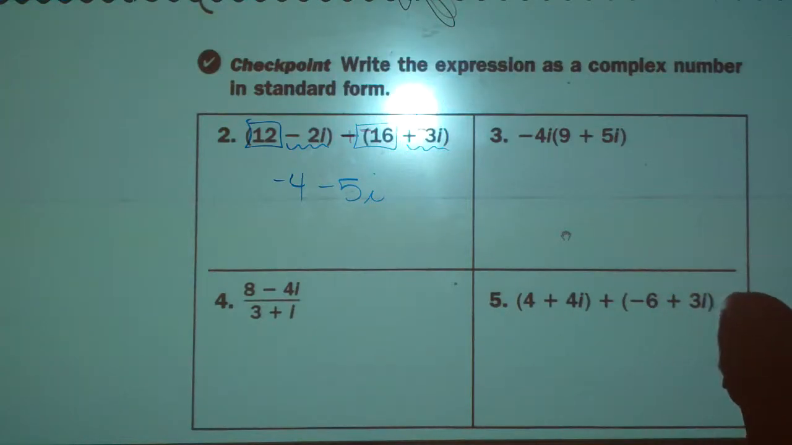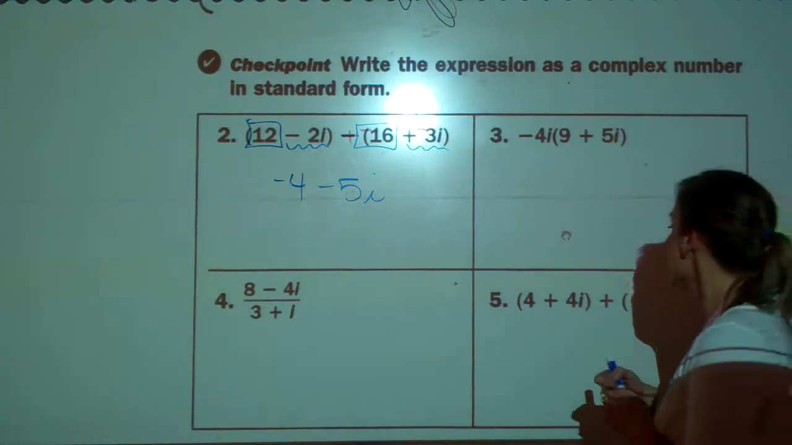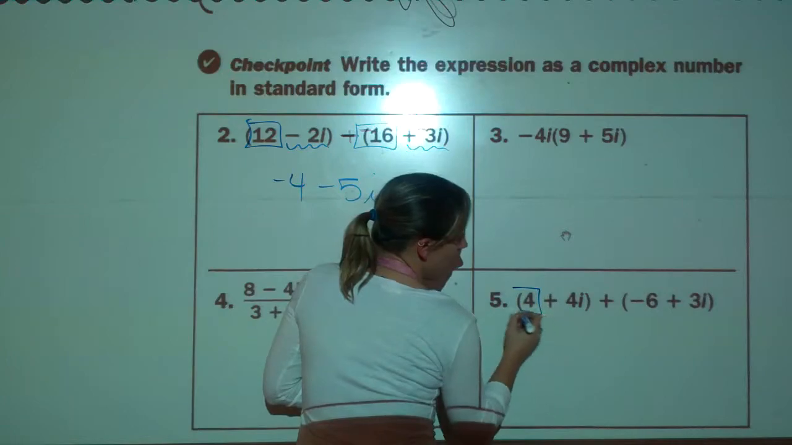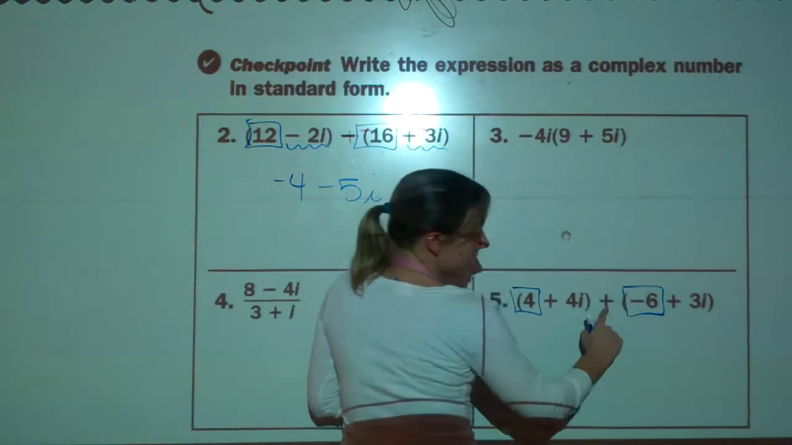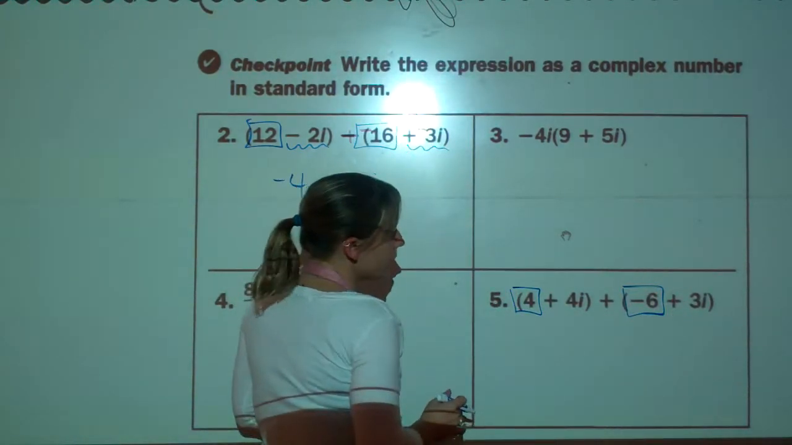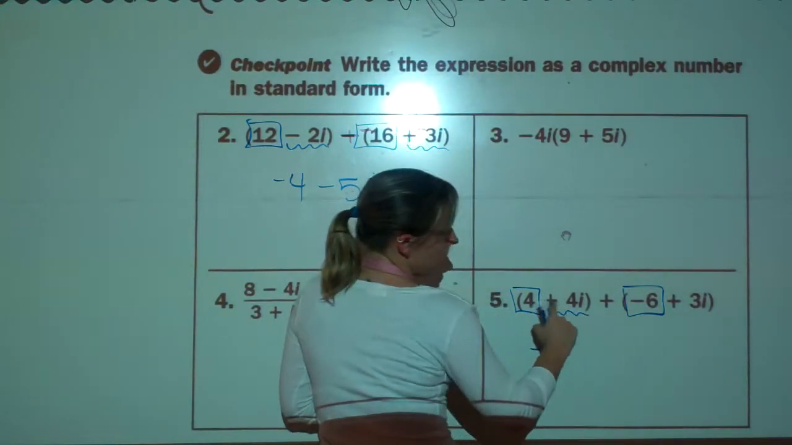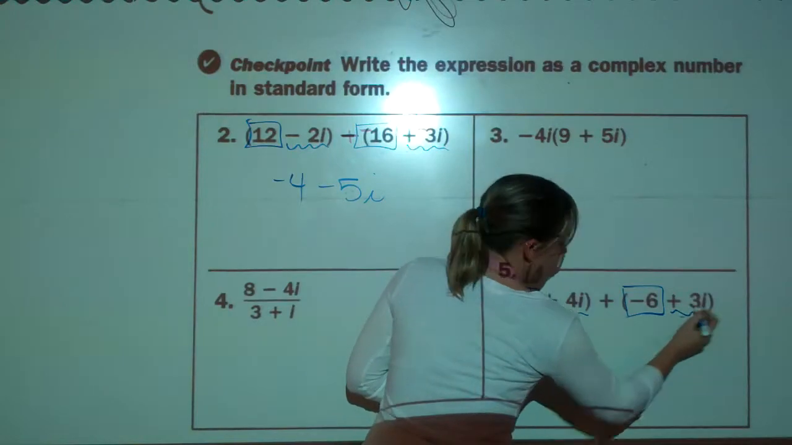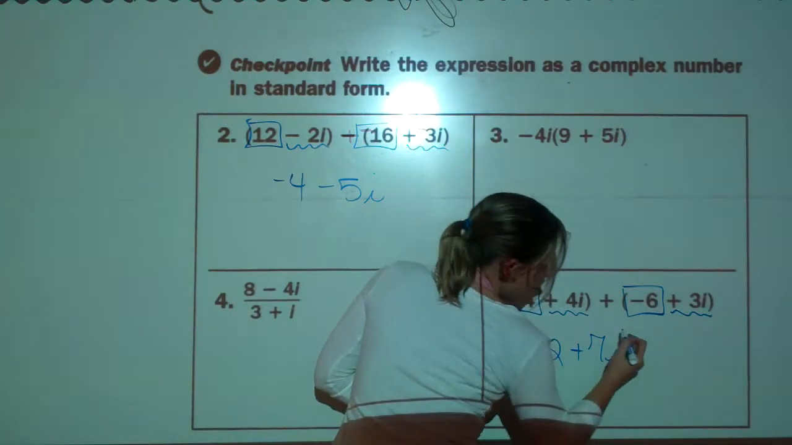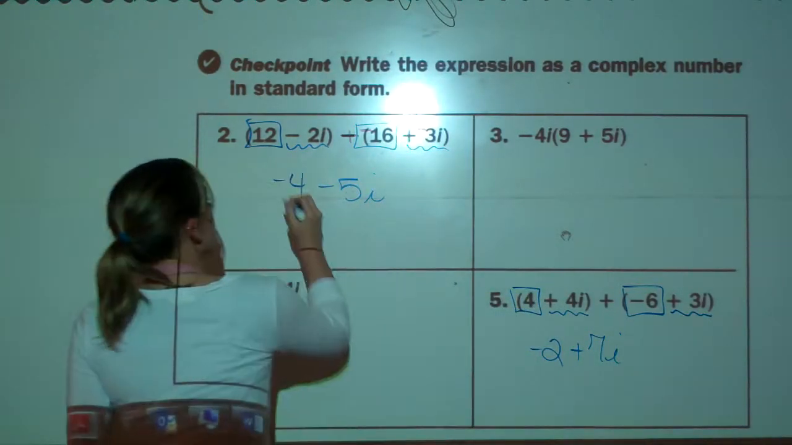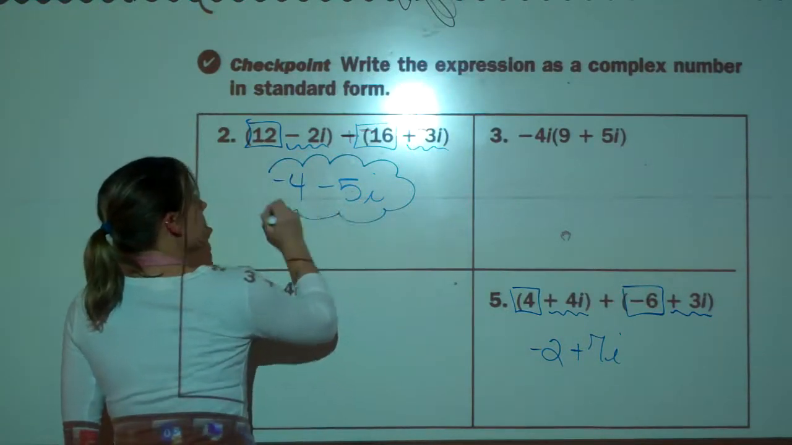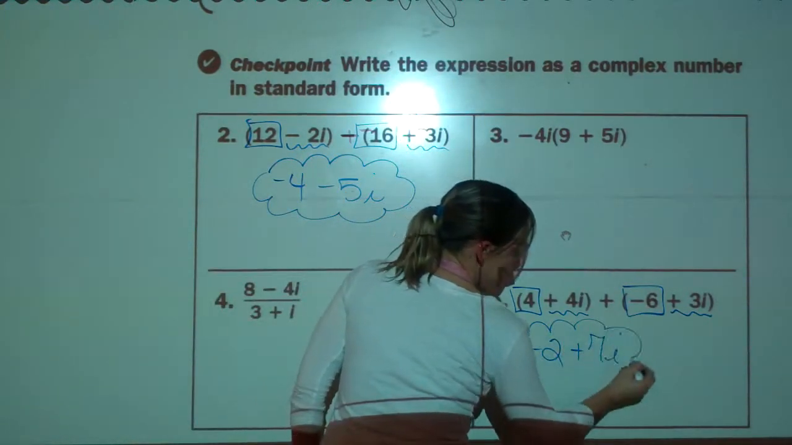Let's go ahead and do the addition as well. So again, the real parts are a positive 4 and a negative 6. Since it's already adding, we don't have to change anything, so that's a negative 2. And then the imaginary parts are a positive 4i and a positive 3i is a positive 7i. Okay, so that's as easy as we have it for these two.